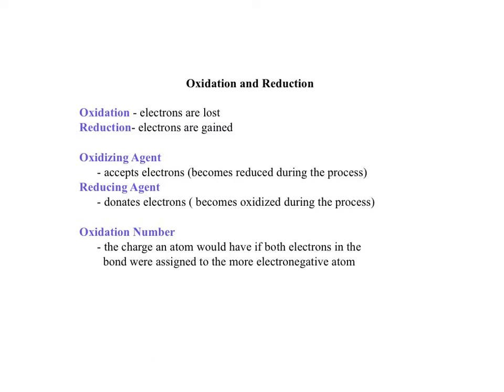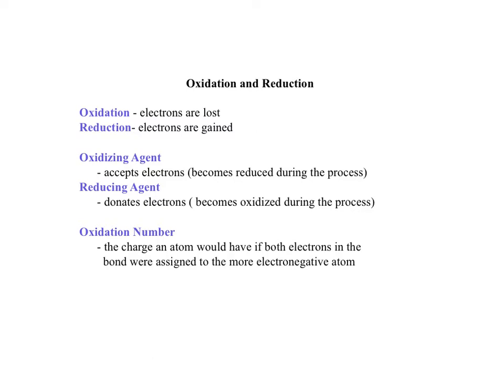So I'm going to give you some examples for both oxidation and reduction, and just in terms of some terminology, the oxidizing agent is the one that accepts the electrons. So the oxidizing agent accepts electrons, so that's the one that undergoes reduction, so it becomes reduced during the process. And the reducing agent is the one that donates electrons and becomes oxidized in the process. So we connect the oxidation: the one that undergoes oxidation is the reducing agent.